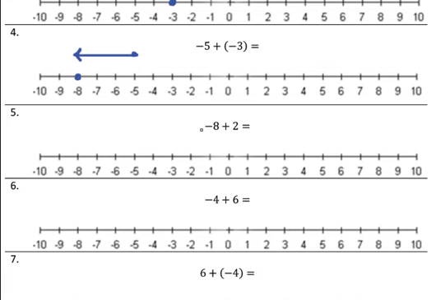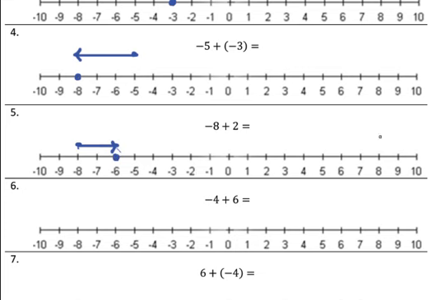Here we're adding a negative and a positive. Negative 8 plus 2. Let's start at negative 8. And we're going to go 2 units to the right. And we end up at negative 6.